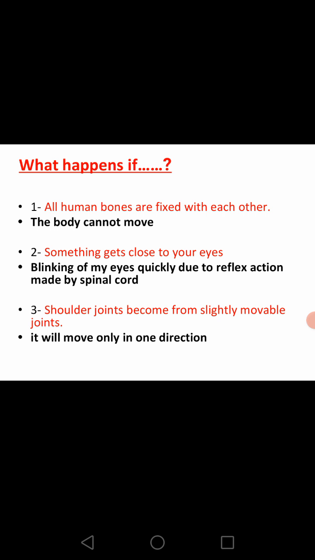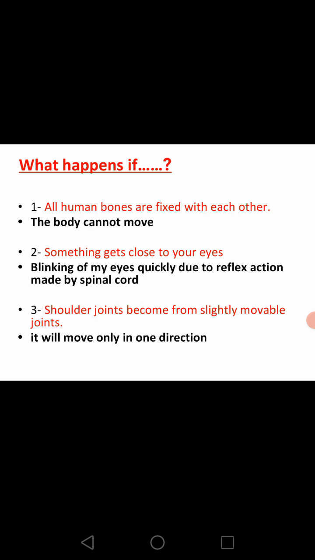Let's come to the next question, which is what happens if all human bones are fixed with each other? It means there are no joints between bones. We will say that the body cannot move because joints allow movement between bones.